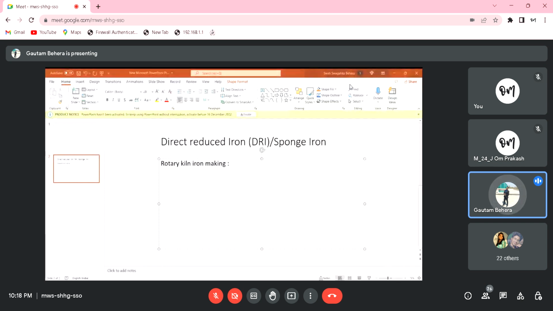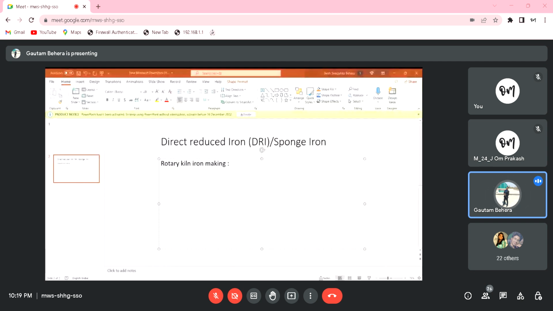Another problem with the blast furnace is that we need coke, right? Without coke, we cannot make iron using a blast furnace. So we need to install a coke making plant, and we need to use only a special kind of bituminous coke. So these are the major limitations of blast furnace iron making. That's why people thought of making iron without using a blast furnace. So they thought of an alternative route of iron making.